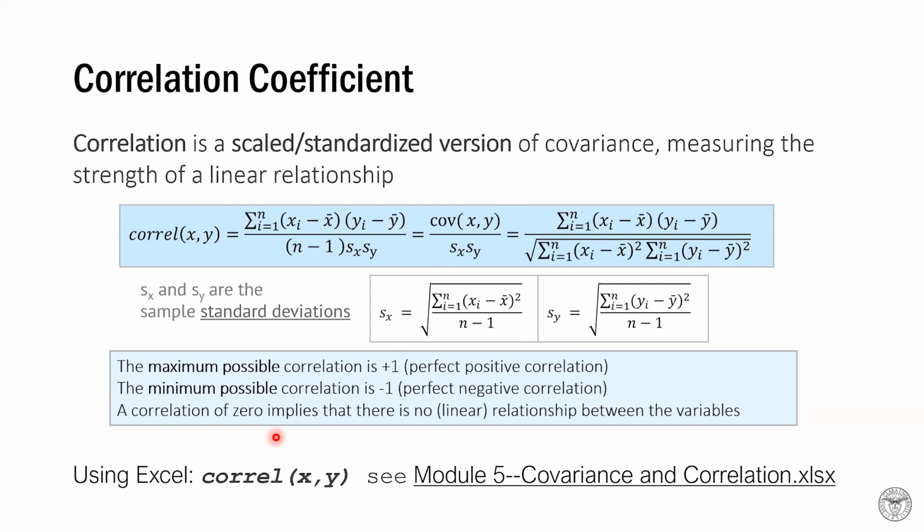In Excel, we can also call the function CORREL of x and y to obtain the value of correlation, which is the same for population correlation and sample correlation, because the degrees of freedom cancel out in the computation.